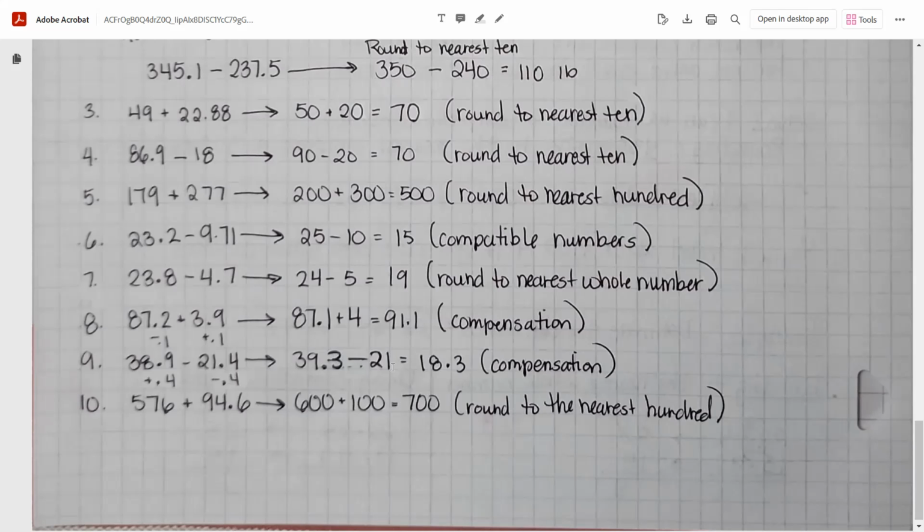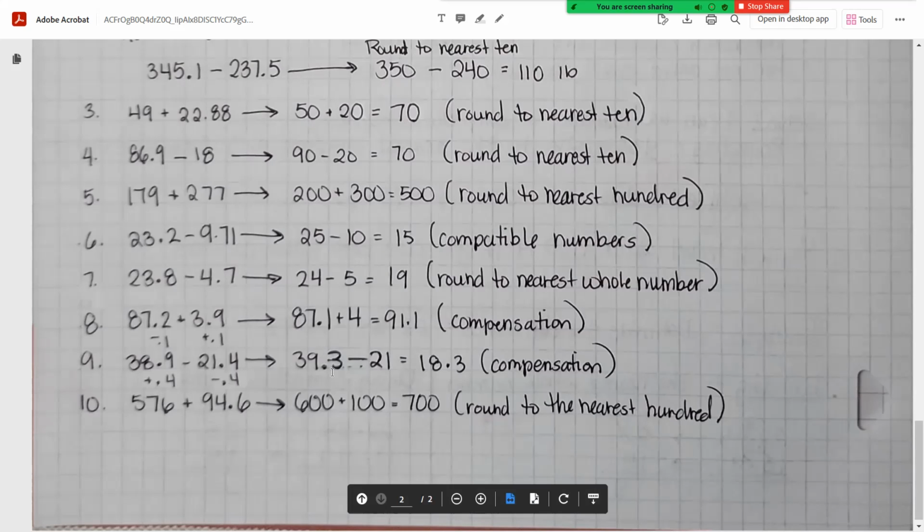Number 9, we have 38 and 9/10 minus 21 and 4/10. I'm going to take the 4/10 from the 21 and 4/10 and move them over to the 38 and 9/10. That way I'm going to be working with one number that has a decimal and one number that's whole. So 39 and 3/10 minus 21. 39 minus 21 will leave me with 18, and then those 3/10 left over. So I used compensation here.